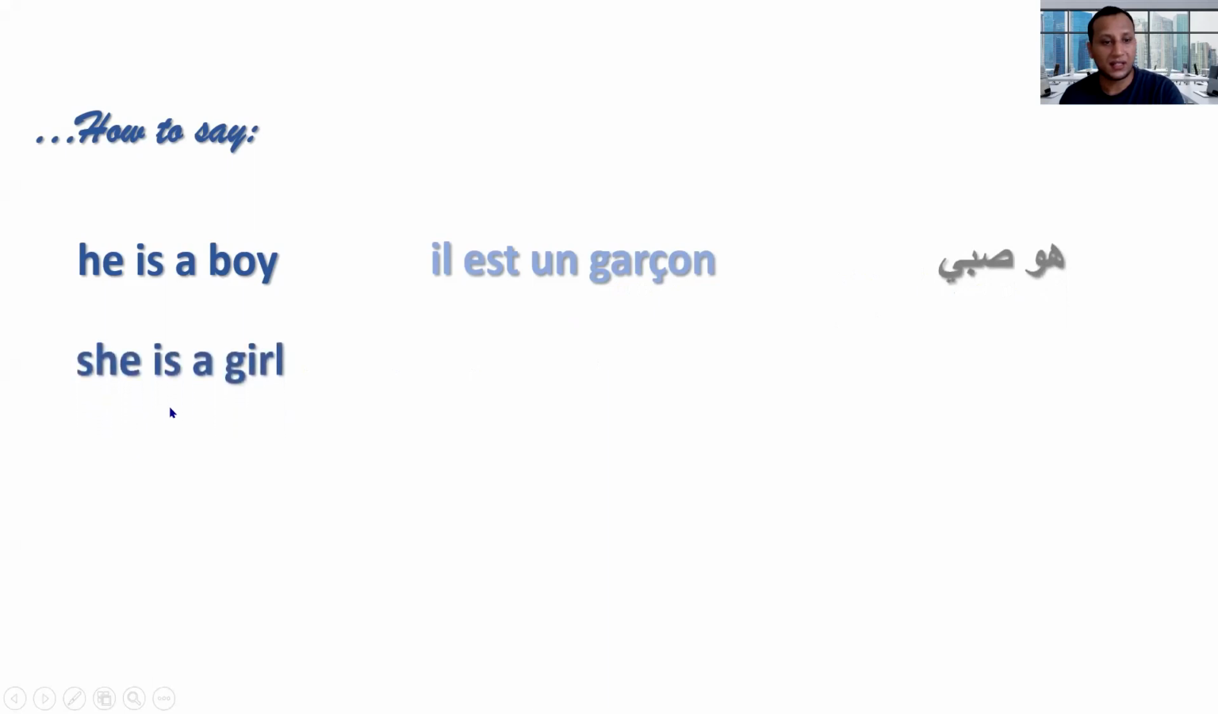How to say she is a girl. You have a feminine noun, verb to be with she, okay? Auxiliary verb, elle est. Correct. Elle est une fille. Elle est une fille. هي فتاة. Elle est une fille.